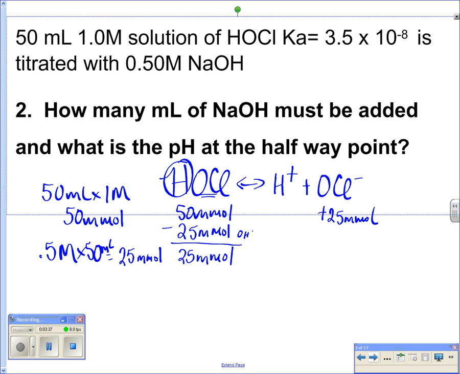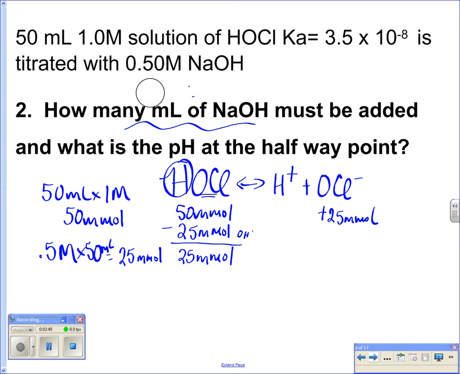And so the first question, how many milliliters of NaOH? The answer is 25 mils. Or 50 mils, sorry, 50 mils. Got 25 on the brain. So I need 50 mils of NaOH to produce those 25 millimoles to reach my halfway point.